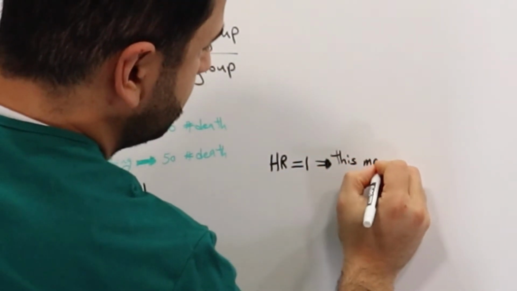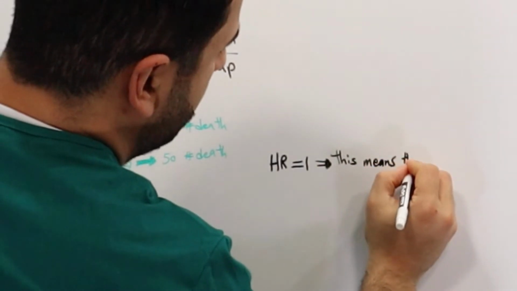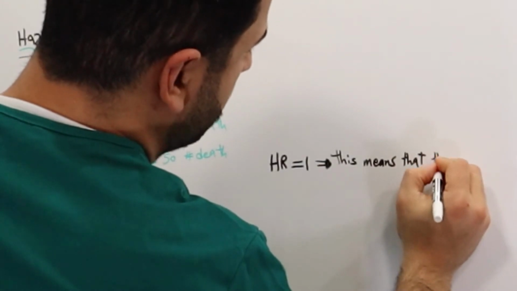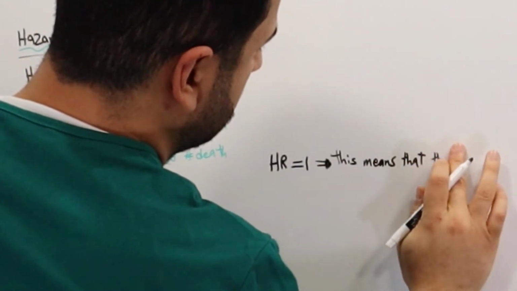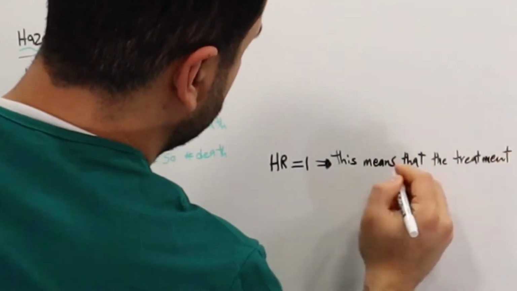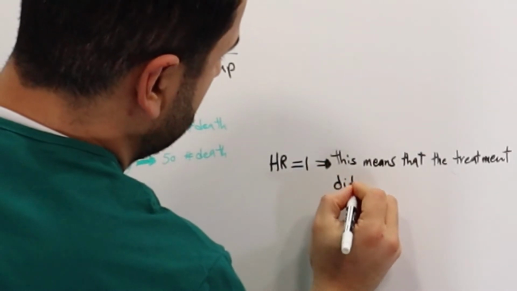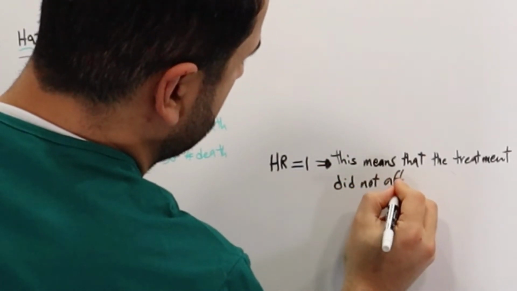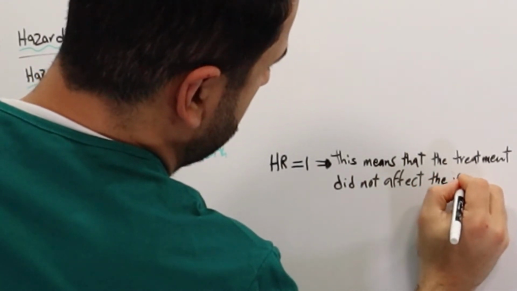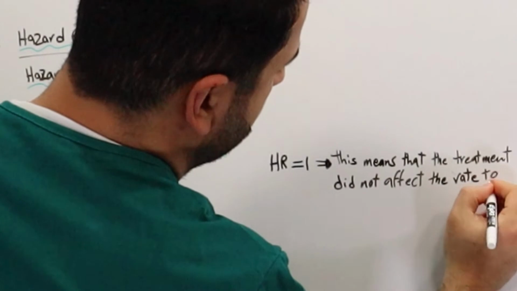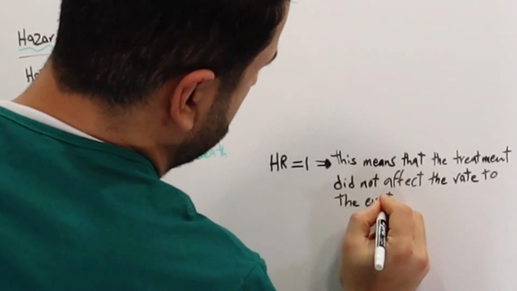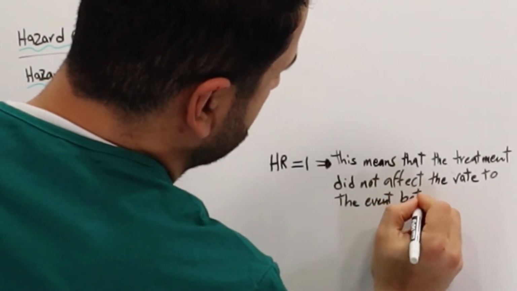This means that the treatment did not affect the rate of the event between the 2 groups.